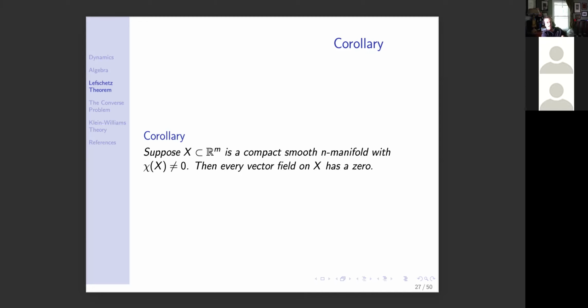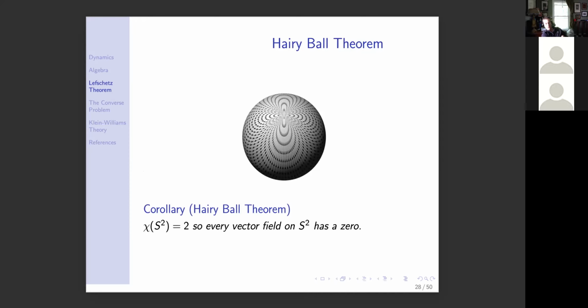And this has an application called the Hairy-Ball theorem. The Euler characteristic of the two-sphere, which we computed, maybe two or three weeks ago, using simplicial homology, which turns out to give you the same answer, is 2. So every vector field on the two-sphere must have a zero, and that's called the Hairy-Ball theorem, because you can think of a vector field as like a hair at every point on the two-sphere. So this proves the Hairy-Ball theorem.